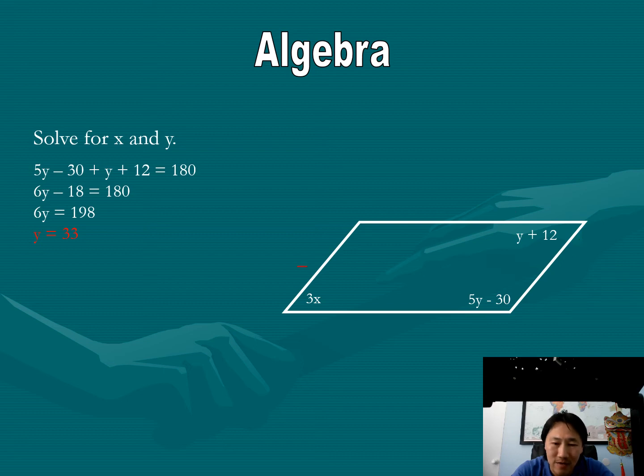Now we have to look at x, and there it is. It's right here. There's a few ways you can do it. I'm going to go ahead and use this one, the opposite angles theorem. These two should equal each other. Well, if y is 33, then y plus 12 must be 45. Set them equal to each other and solve. Not that bad at all.